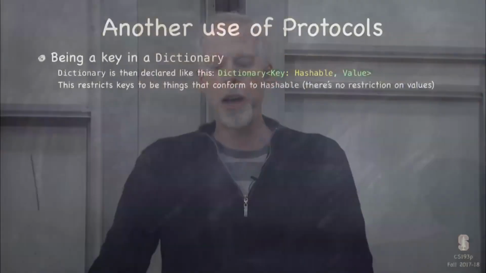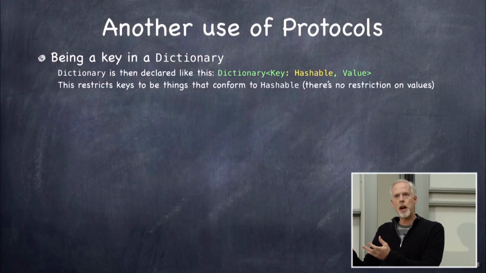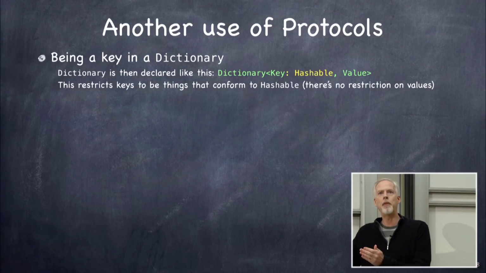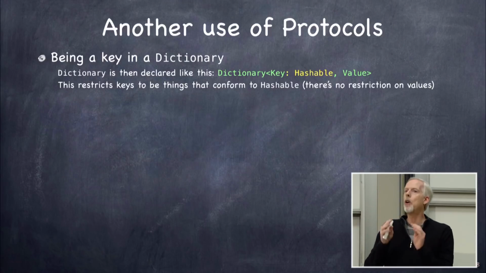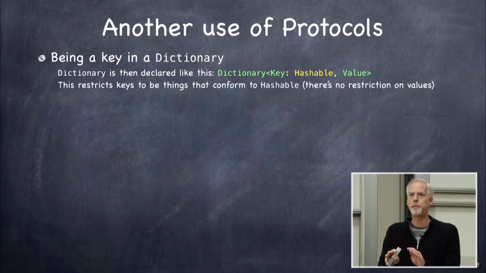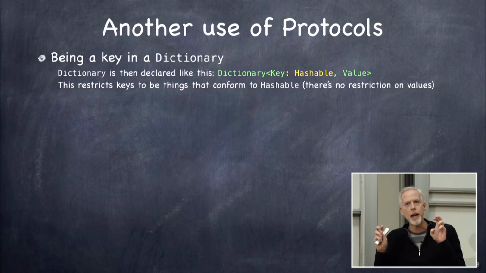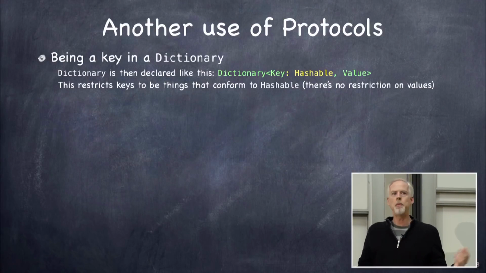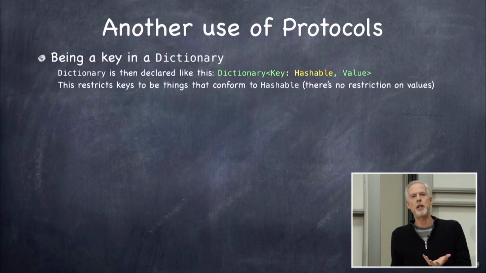Okay? So now that we know that hashable means you can be a key in a dictionary, how is this expressed? Well, dictionary, which is a generic type, right? It's got these two types, the type of the key and the type of the value. It declares itself as dictionary key : hashable, comma, value. And that means that key can only work there if it's hashable. So this is how we use protocols to constrain these generic types. Right? Now value right there in dictionary doesn't have any colon anything, so value could be any type. You can put any type whatsoever as the value in a dictionary. But the key has to implement hashable.